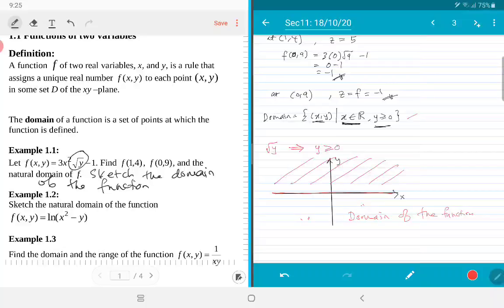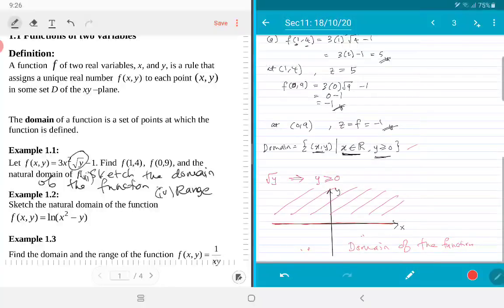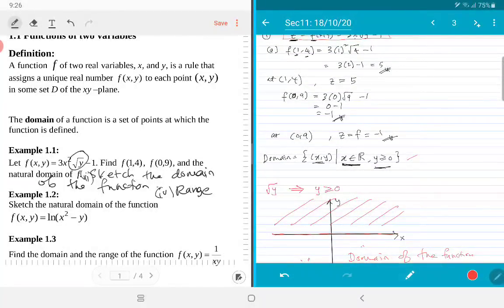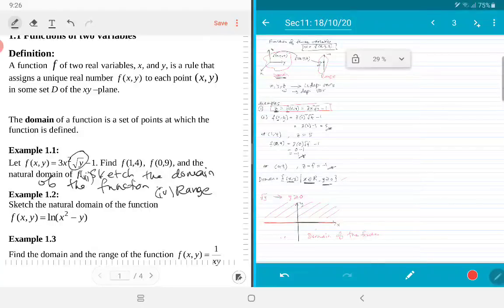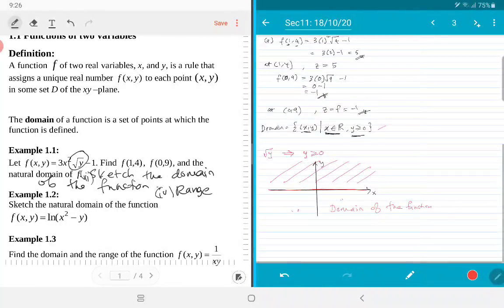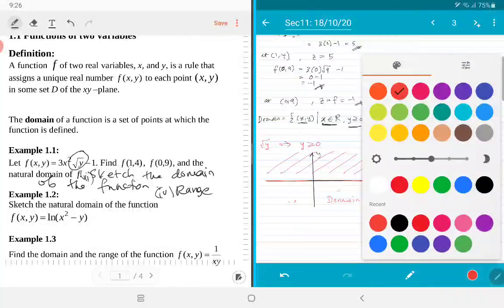Okay, all right, it doesn't ask for the range, so for the second part of example 1.1, let's also get the range of the function. So this is the third, and the fourth is finding the range. Okay, so this is 1a, this one is b, and now we want c, which is finding the range.